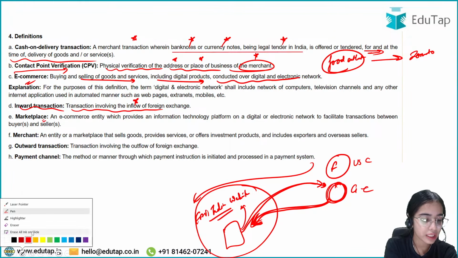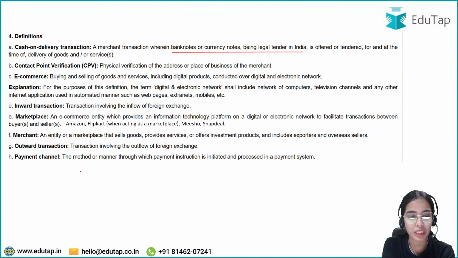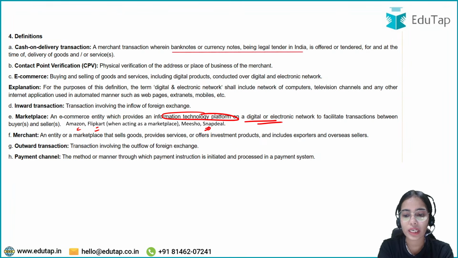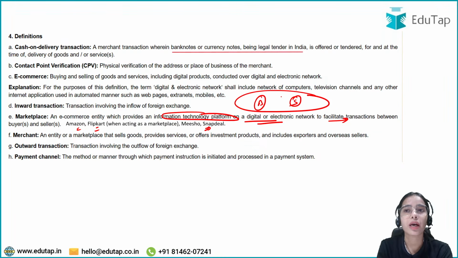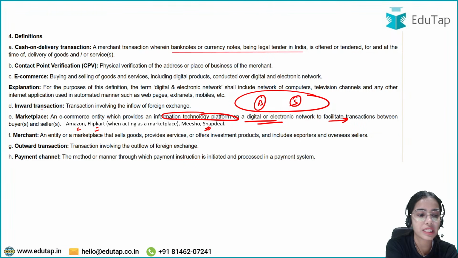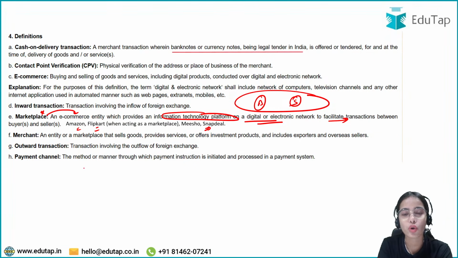Marketplace. Now marketplace, the e-commerce entity like Amazon, Meesho, Flipkart, Snapdeal, is an e-commerce entity which provides an information technology platform on a digital or electronic network to facilitate transactions between the buyers and the sellers. So multiple buyers and sellers are being brought together through the marketplace, that is, through Amazon, Flipkart. Okay, so this is known as a marketplace. A marketplace is nothing else but an e-commerce entity which provides for buyers and sellers to come together through electronic, through digital means.